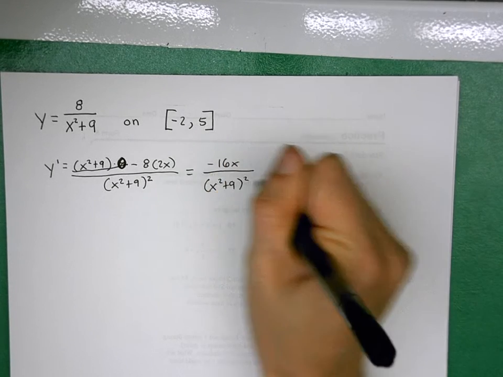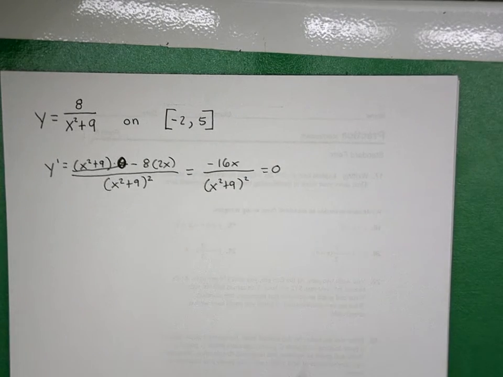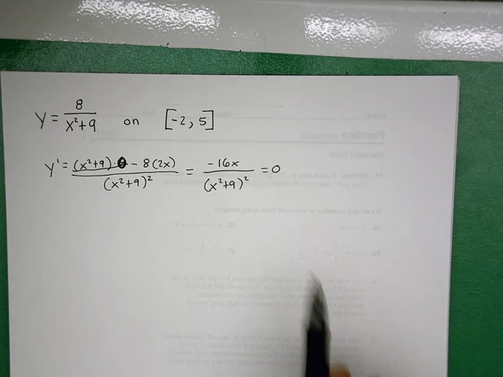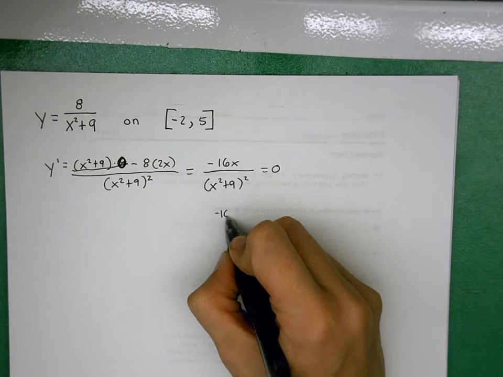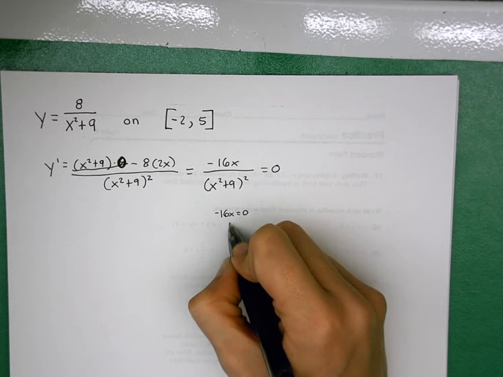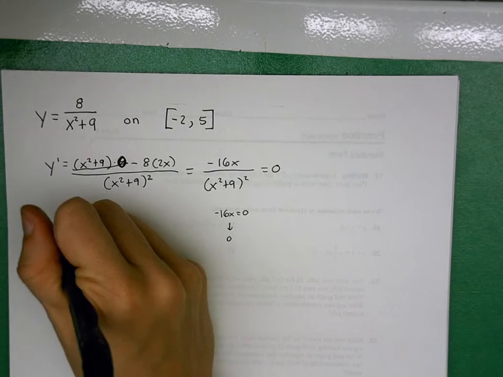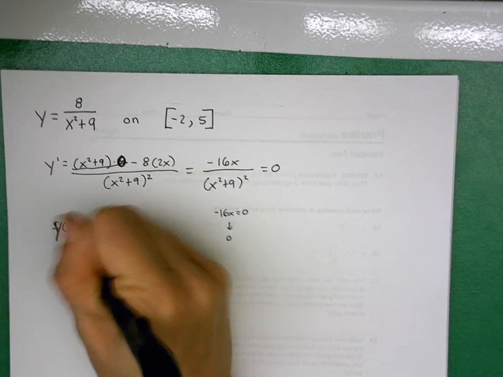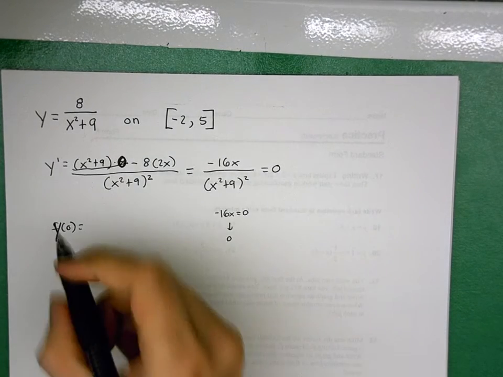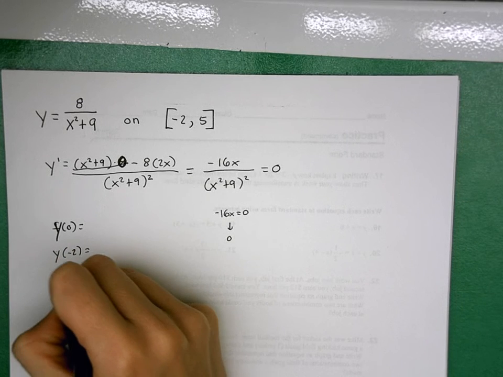Again, what makes a fraction equal 0? Well, that would be the numerator equaling 0. I could pull this out if I wanted to, but I know that the place where negative 16x equals 0 is going to be when x equals 0, which is on this interval, so I am going to test it, f of 0, or I guess it would be y of 0 in this particular case. I also have two other candidates, the endpoints, negative 2 and 5.